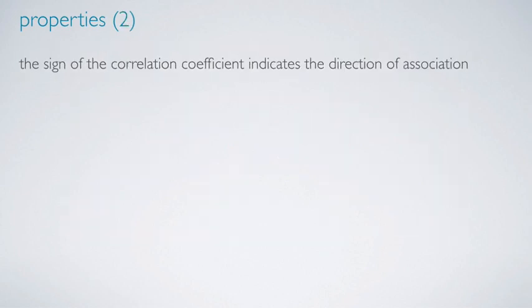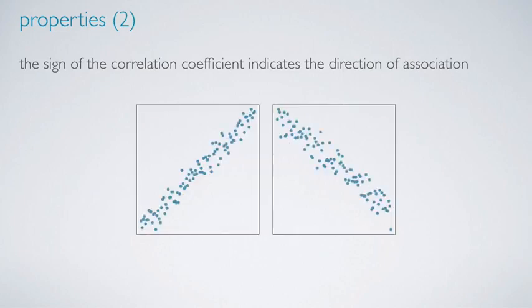Second, the sign of the correlation coefficient indicates the direction of association. So here we have two scatter plots, one with a positive association, where the correlation coefficient is 0.98, and one with a negative association, where the correlation coefficient is negative 0.96.